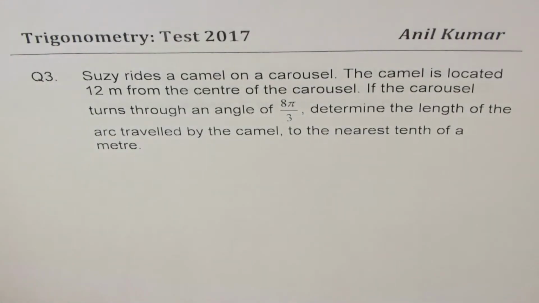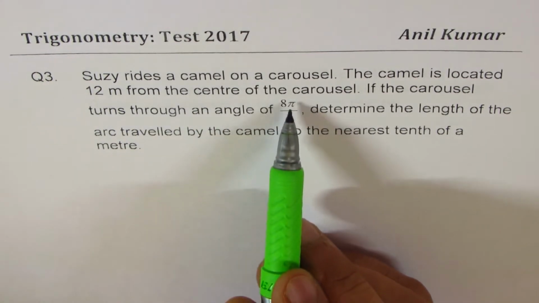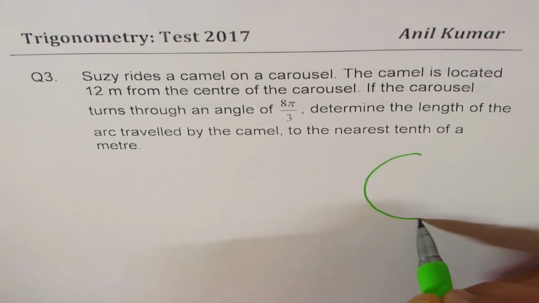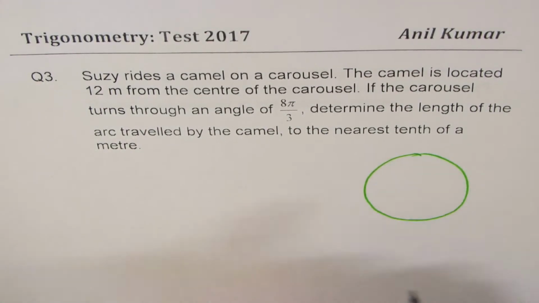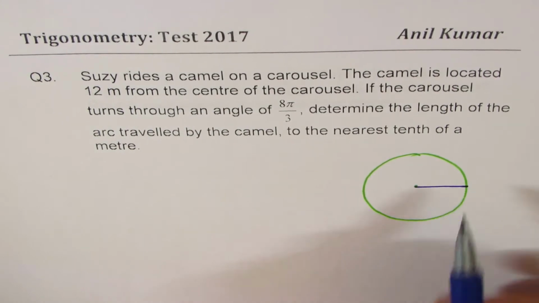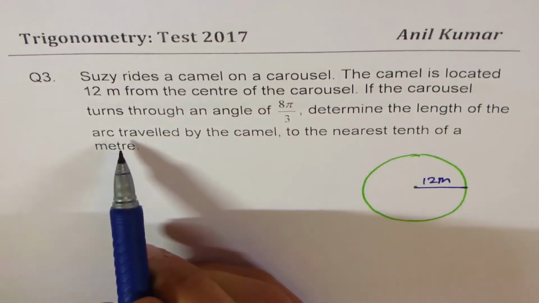Now let's move on to question number 3. Susie rides a camel on a carousel. The camel is located 12 meters from the center of the carousel. If the carousel turns through the angle of 8 pi by 3, right, which seems to be more than 2 pi, right? Anyway, so that is kind of the situation. It is turning, and if it moves along the angle of 8 pi by 3, we are given this is 12 meters. Determine the length of the arc traveled.